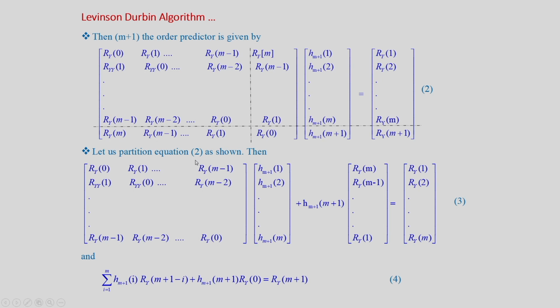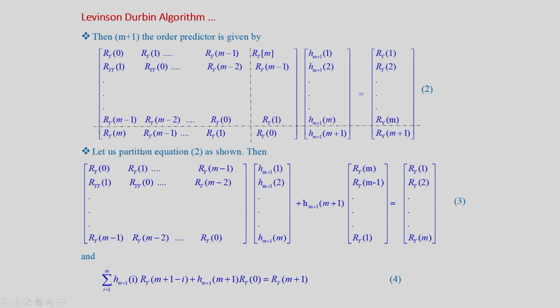Let us partition the matrices in equation 2 as shown. We are partitioning by these 2 lines, so that we have 4 matrices here, this matrix, this matrix, this matrix and this matrix. Similarly, 2 matrices here and 2 matrices here.